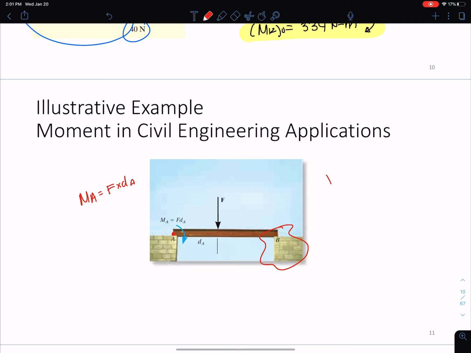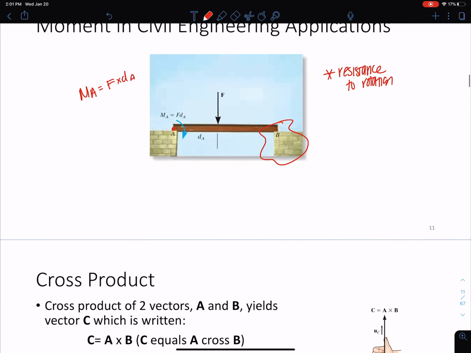A lot of times in civil engineering applications, we're talking about resistance to rotation or translation or movement in general, okay? I just want to bring this to your attention early because we're going to be talking about this a lot in our future concepts, in this topic and in future topics, okay?